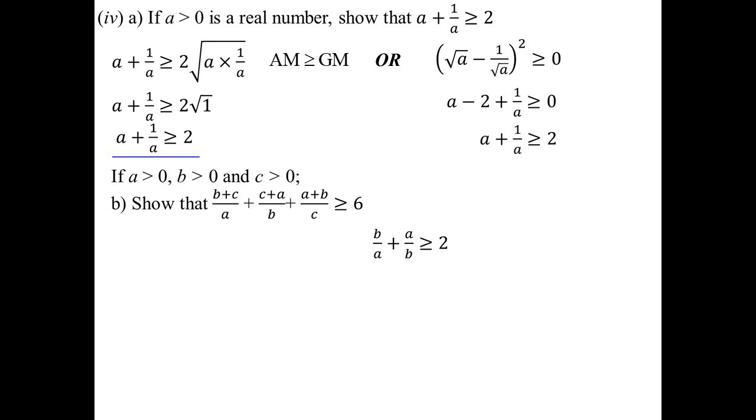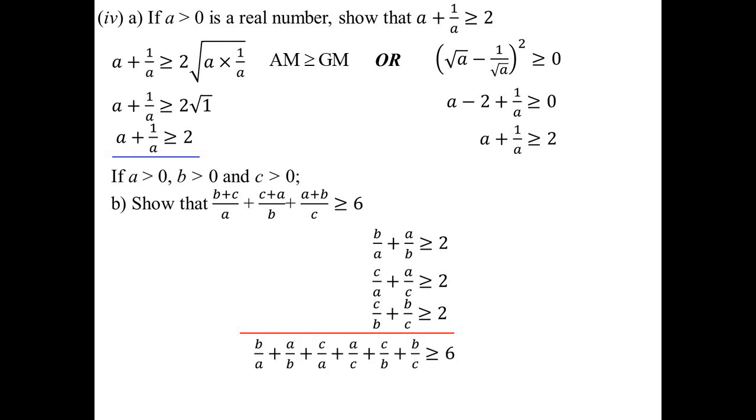So let's use it. B over A plus A over B must be greater than or equal to 2. Same is true for C over A plus A over C, and C over B plus B over C. Add the 3 together, I now have this. Aha! Add the fractions that have the same denominator, we got our results.